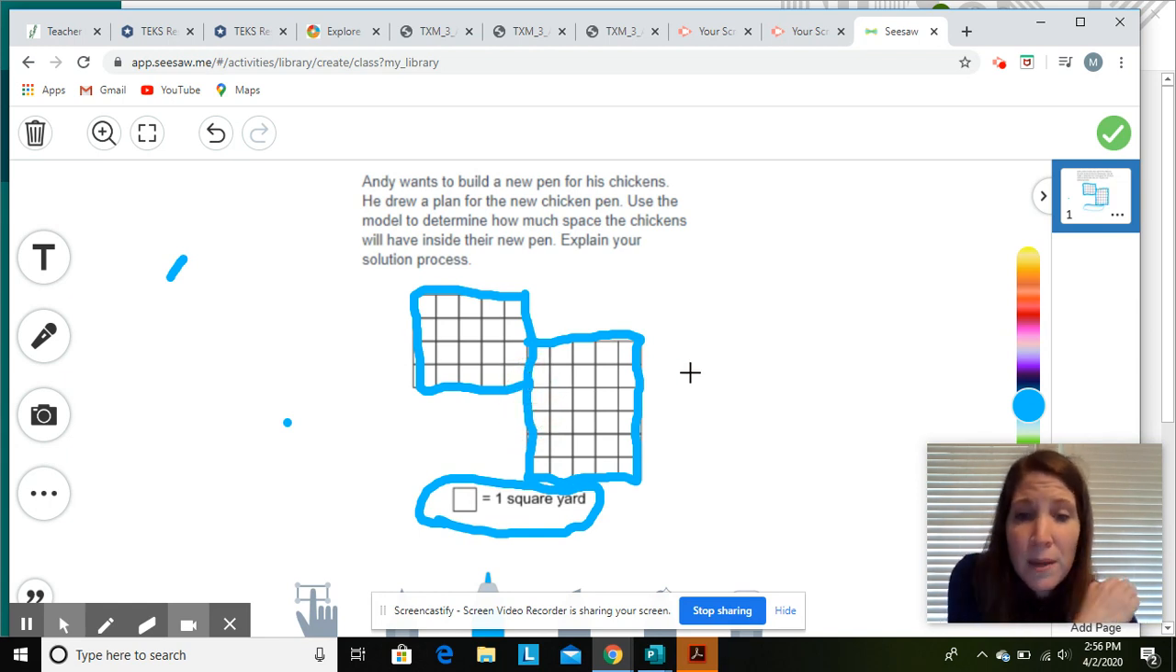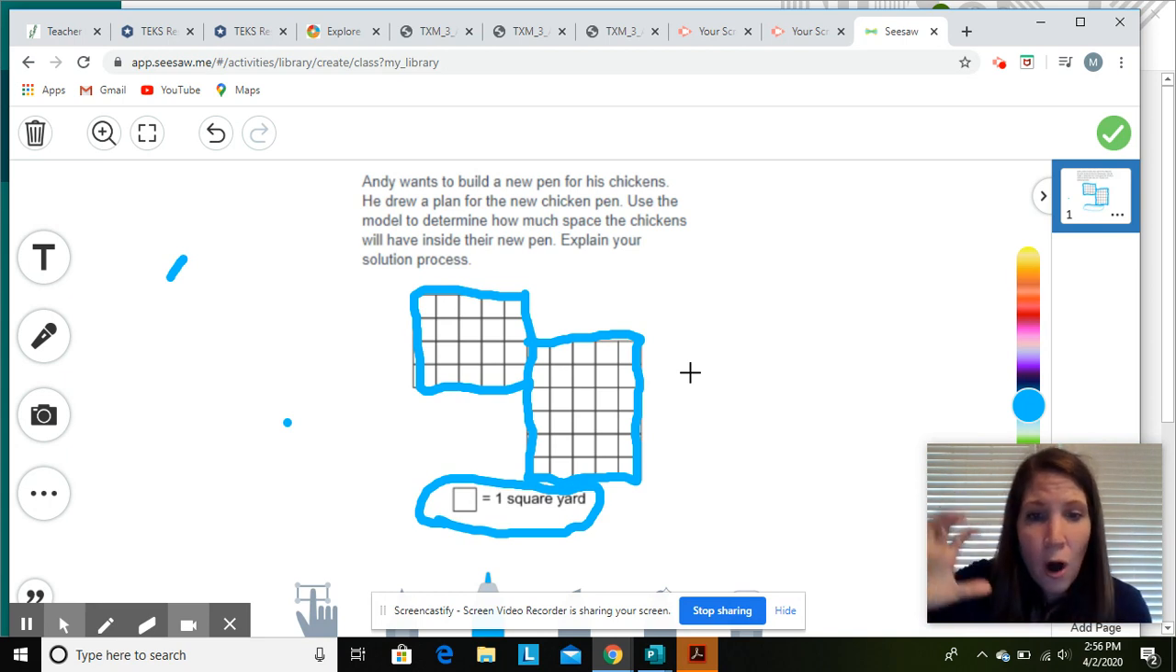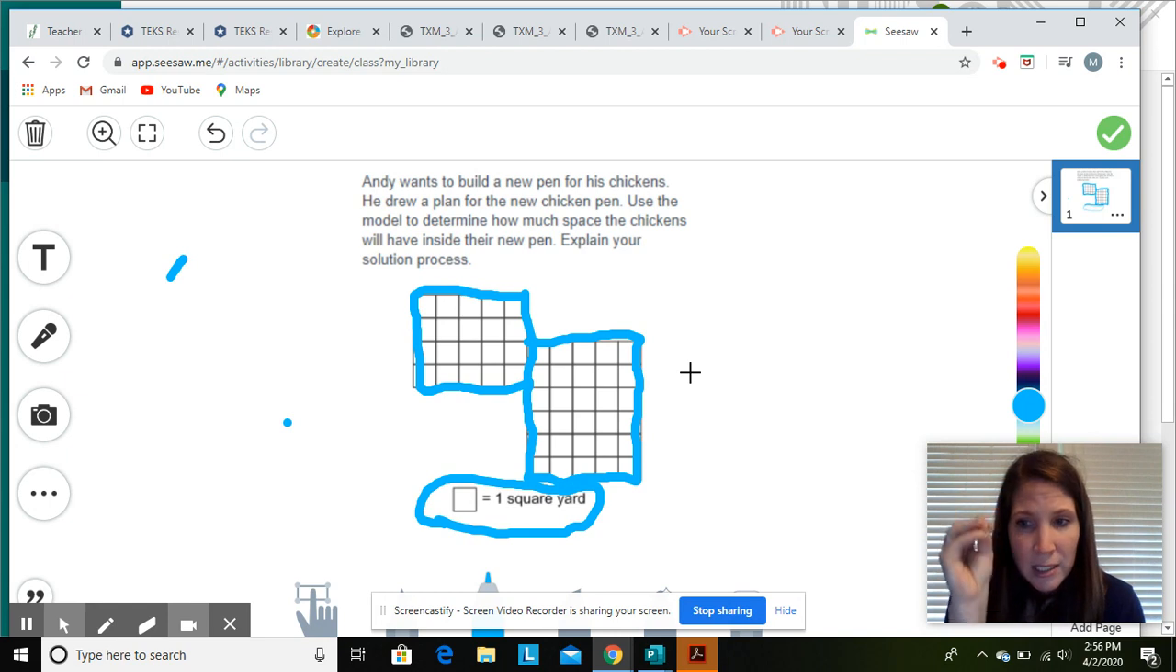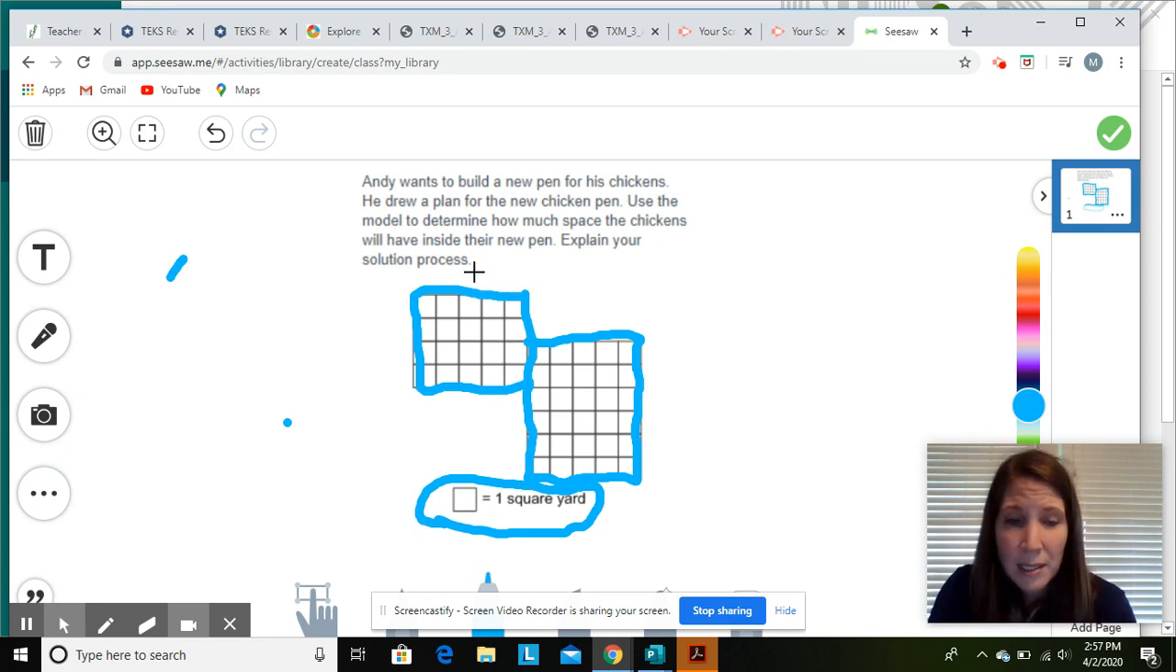All right, so we're going to determine the area. Now, remember I said it's all about breaking it down, putting it into smaller pieces so that you can then put it all together and get the total area. So we're going to find the area of this first rectangle. And we're going to start by thinking of how we can measure it. Now, we could just count the inside squares. A lot of you still do that, which is fine.